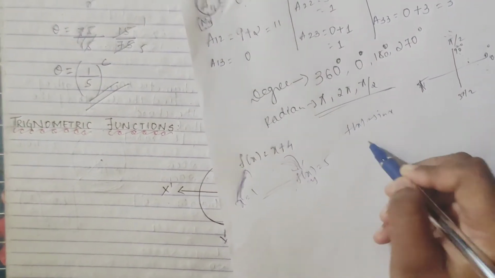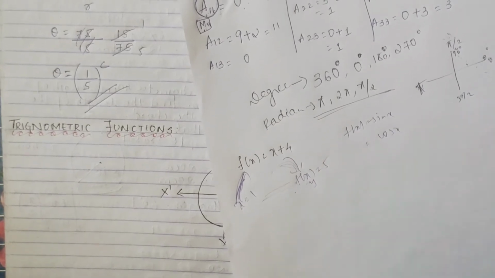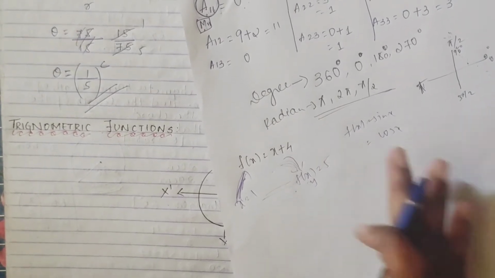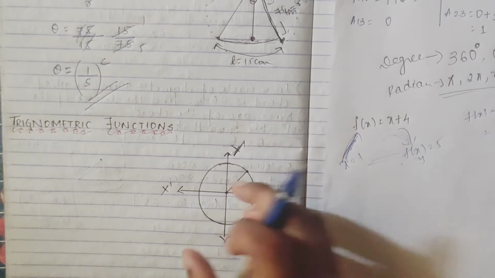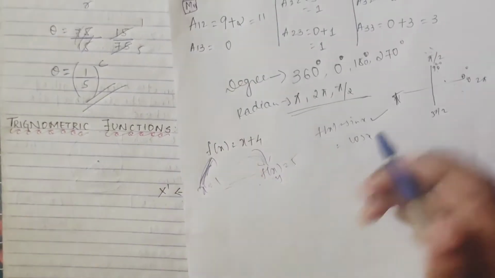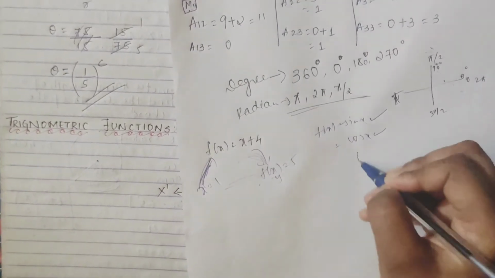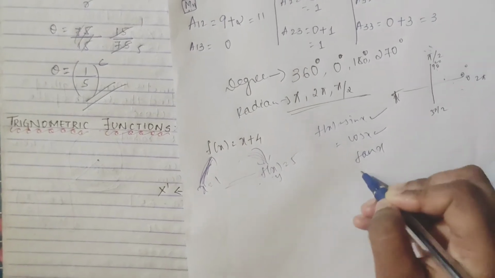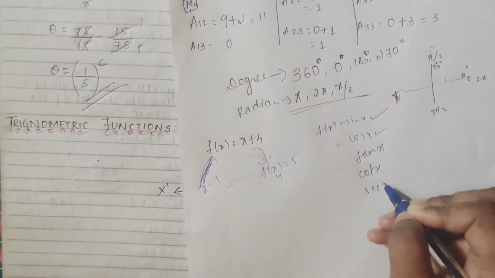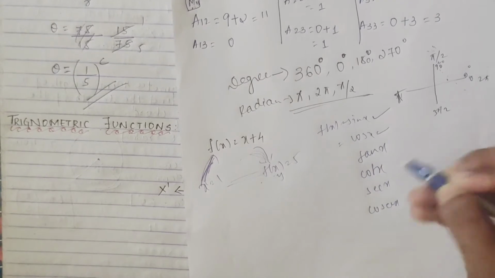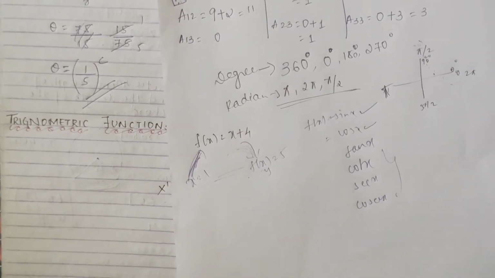So in your f of x we have sin x, cos x, tan x, cot x, sec x, cosec x, you have all that. I'll just show you sin x and cos x. The other things like tan x, cot x, sec x, cosec x, you can understand. Just simple, not much in detail, but you should know all this.